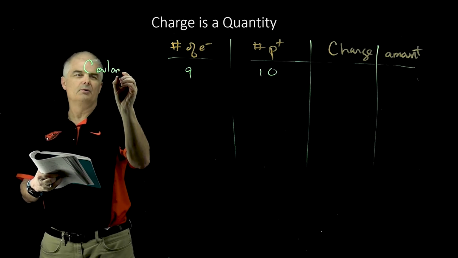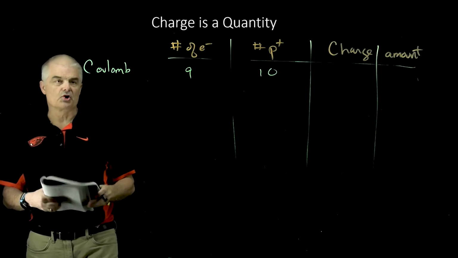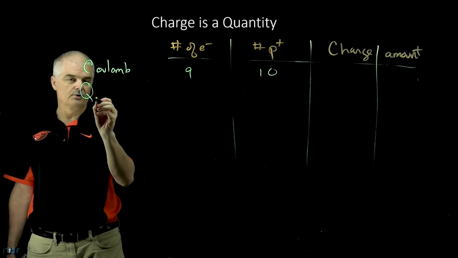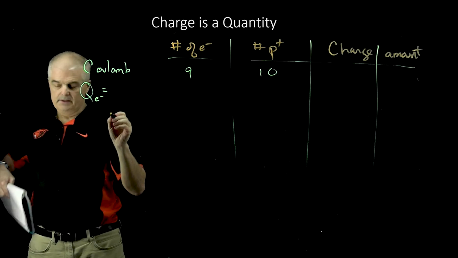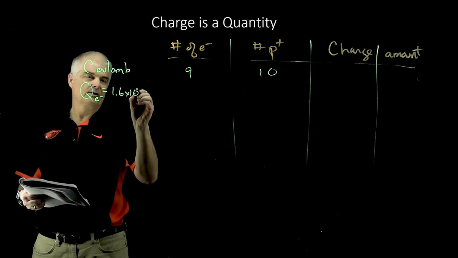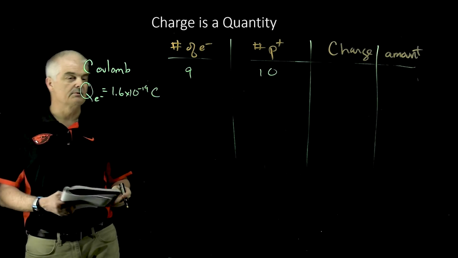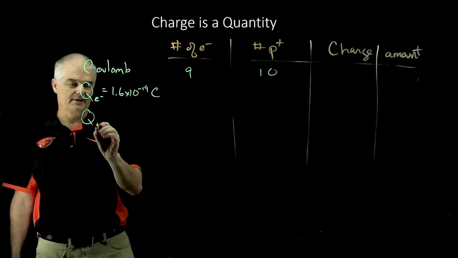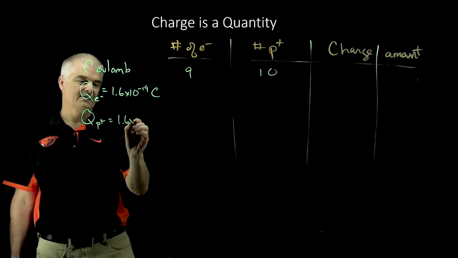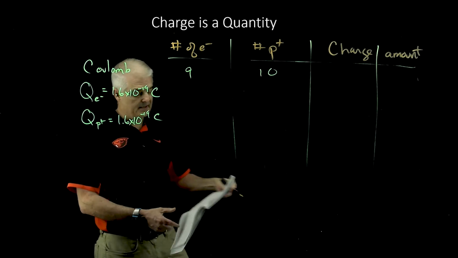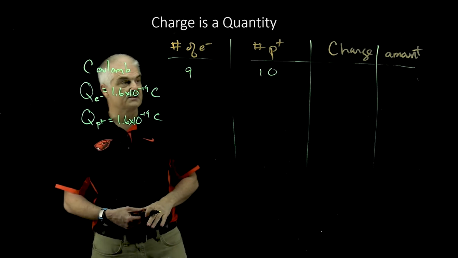with it. C-O-U-L-O-M-B. And the charge of one electron, the symbol for charge is Q, or Q of an electron, is this number, 1.6 times 10 to the minus 19th coulomb. And the symbol for a coulomb is a capital C. And guess what the charge of a proton is? 1.6 times 10 to the minus 19th coulombs.